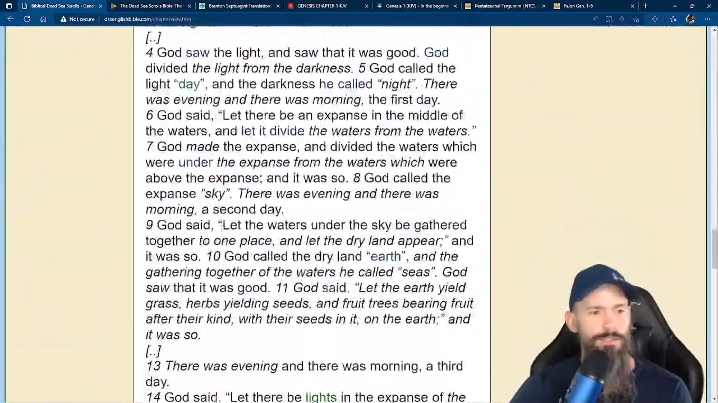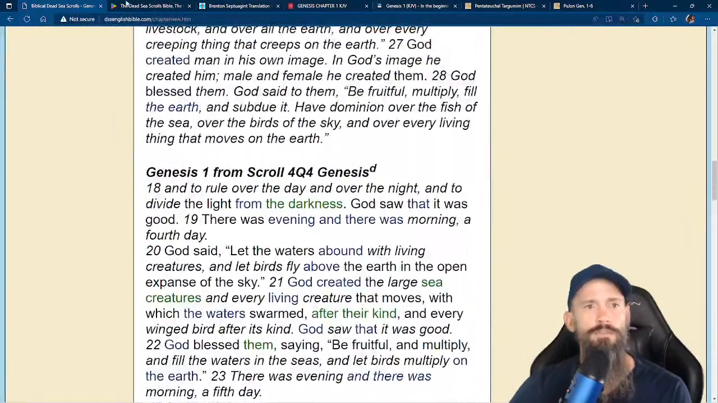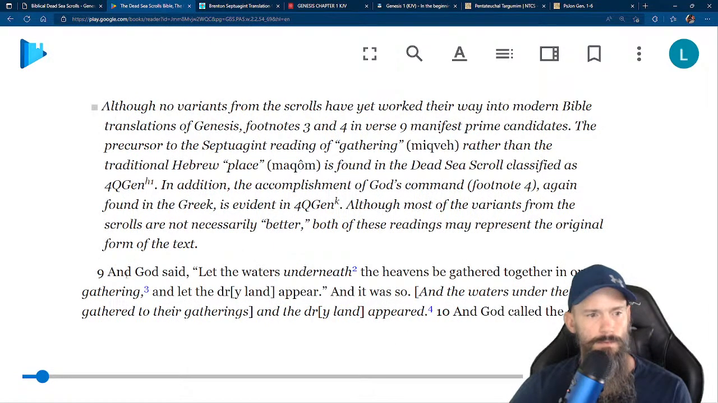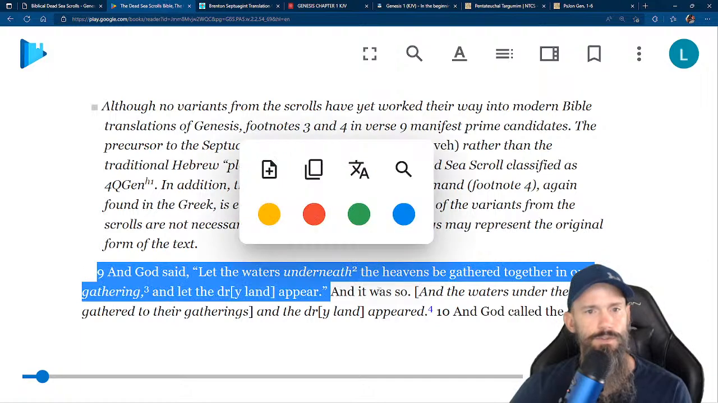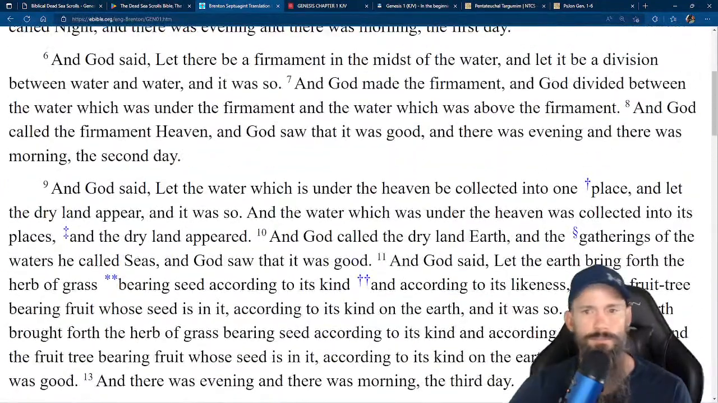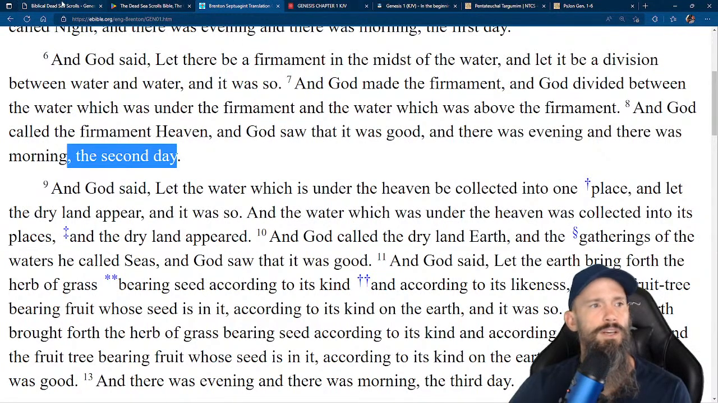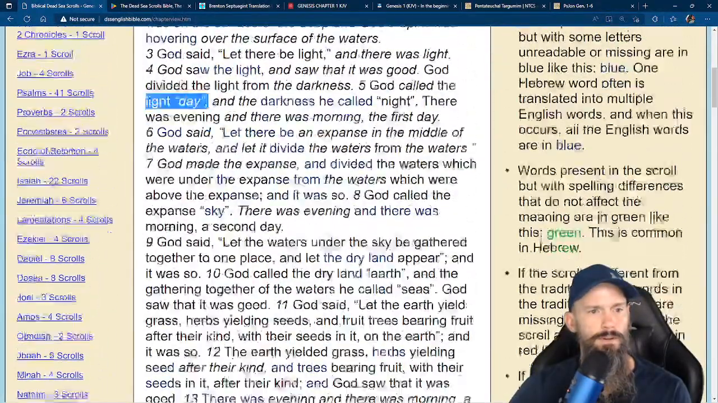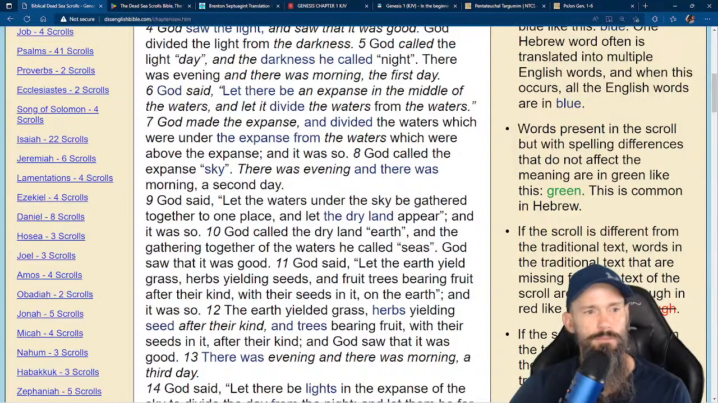Got 8. Doesn't look like we got verse 8 on that. Verse 8 starts at verse 9 here. So verse 8: And Yahuwah called the firmament heaven, so the expanse, the firmament heaven, and Yahuwah saw that it was good, and there was evening, there was morning, the second day. Verse 8 in the Septuagint is verse 7 in the Dead Sea Scrolls.